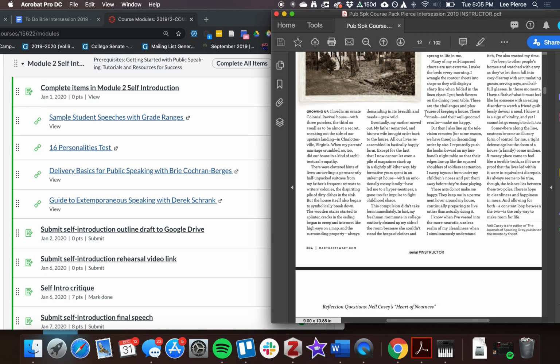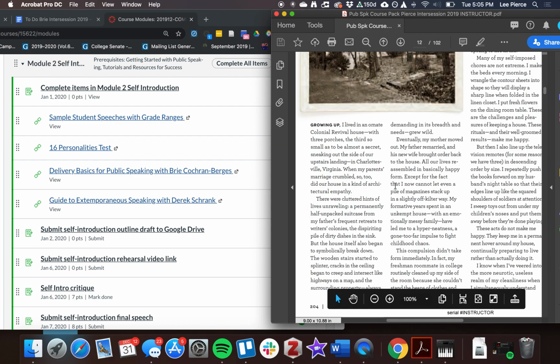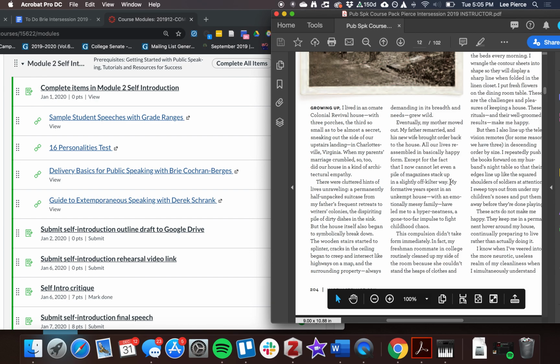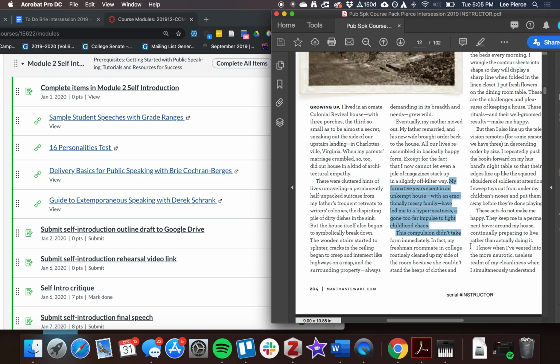And then the author finally gets to the central idea of the speech, and it comes right where it should, which is toward the end of the introduction, when the author says, "My formative years spent in an unkempt house with an emotionally messy family have led me to a hyper neatness, a gone too far impulse to fight childhood chaos."